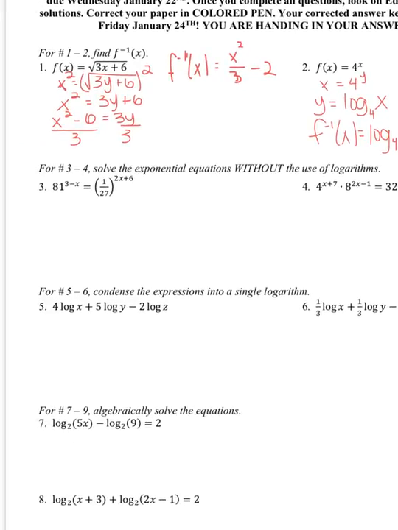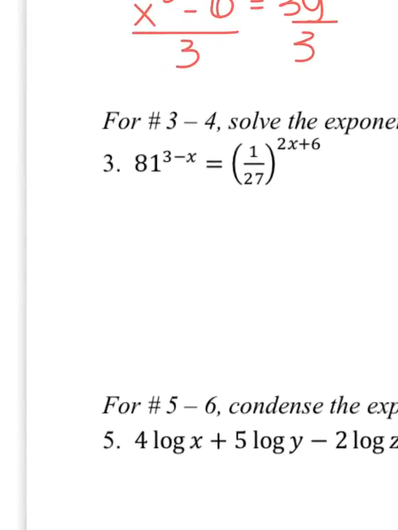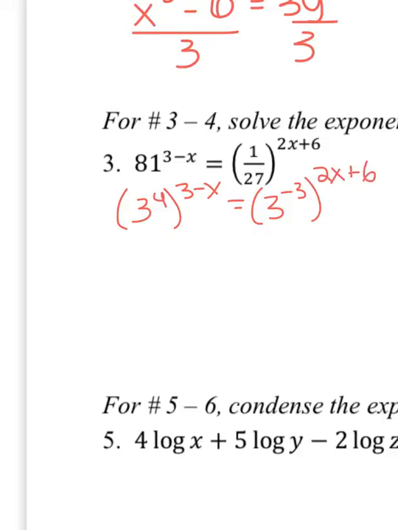For numbers 3 and 4, we have two exponential equations, but it says that we cannot use any logarithms for these questions. So for number 3, I have 81 and 1 over 27 as my bases. They can both be rewritten using 3 as a base. So 81 you're going to rewrite as 3 to the 4th raised to the 3 minus x. 1 over 27 you're going to rewrite as 3 to the negative 3rd because it's 1 over 27 raised to the 2x plus 6. Power to power you multiply.